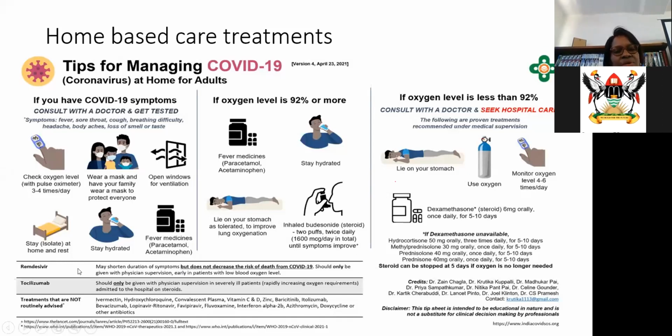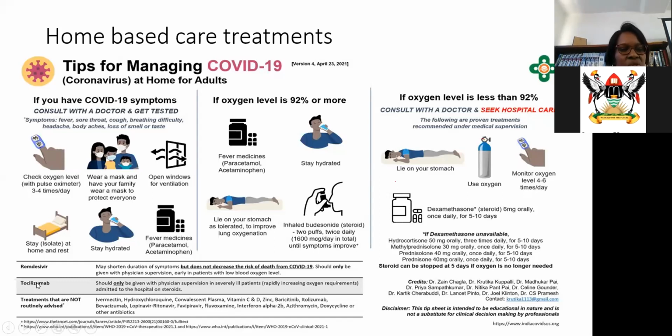So this remdesivir was shown to reduce hospital stay, but not reduce the mortality from COVID-19. In other areas like the United States, it's approved for use. It's not in our national guidelines for use for patients with COVID-19, but I know that some health facilities are using it, and that is partly driving the cost of treatment.